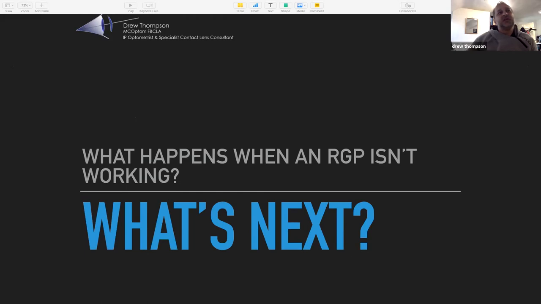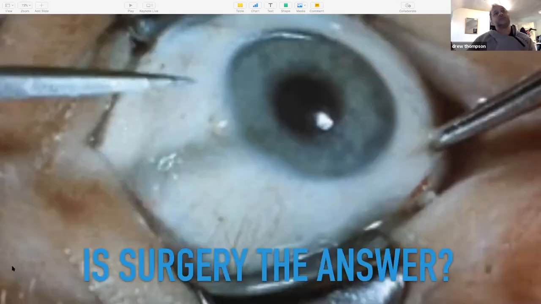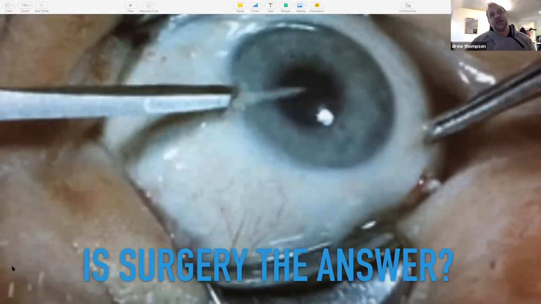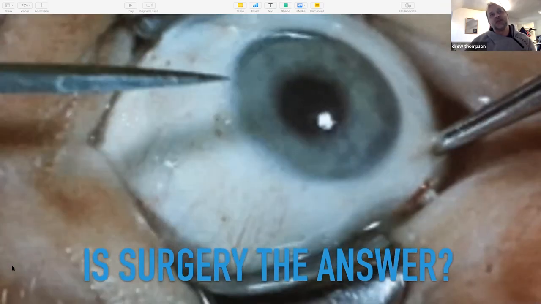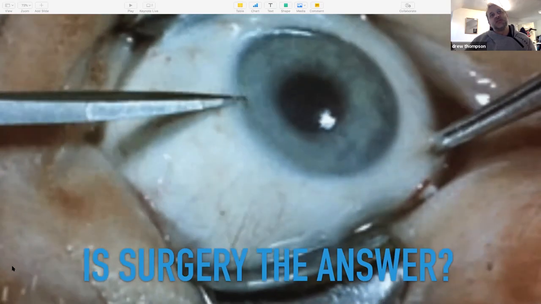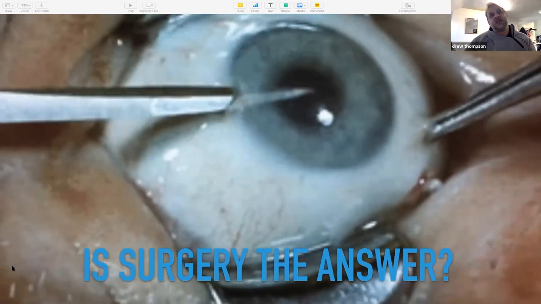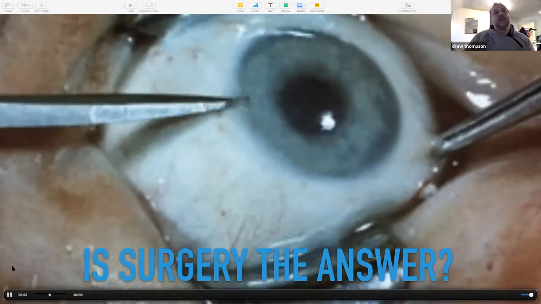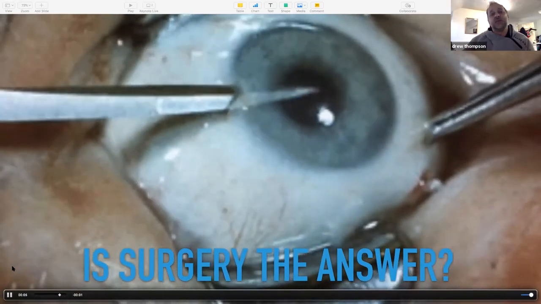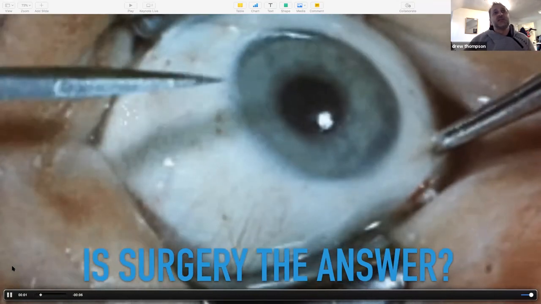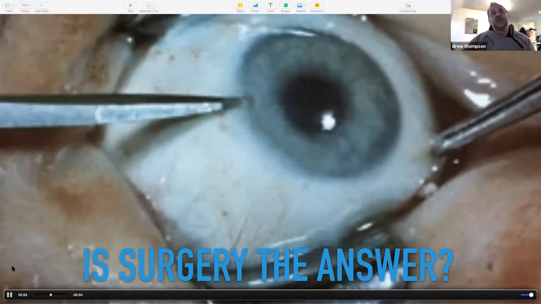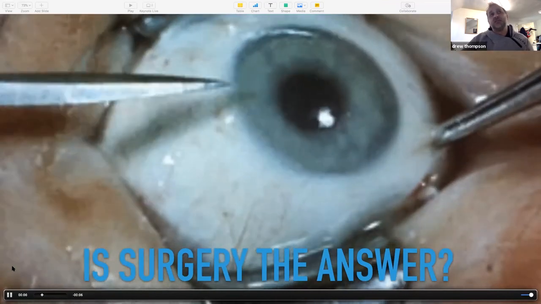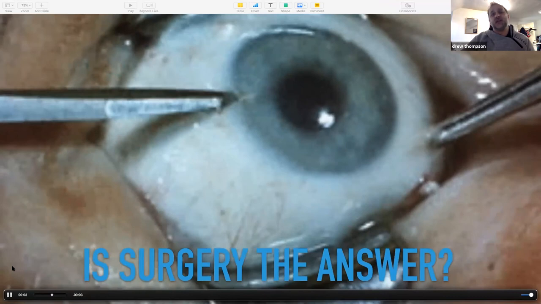So what happens next? What happens when an RGP doesn't work? Do we go straight into surgery? Well, I'm a proponent of not doing that. I think that surgery really should be the last port of call, because of its complications, and also the recovery time. I mean, these patients tend to be quite young. The start of their careers, they might have exams.